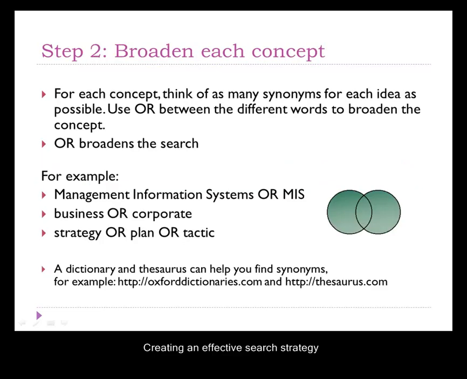The second step is then to broaden each concept out. So for each concept, think of as many words as you can that people would have used to describe this idea. Then use the word or between the different words to broaden out the concept. So for example, management information systems could also be described using the abbreviation MIS. Business could be described as corporate, or strategy could be a plan or a tactic. So you use or between the words to broaden out those concepts. A dictionary and thesaurus could help you find synonyms, so there are a couple examples here.